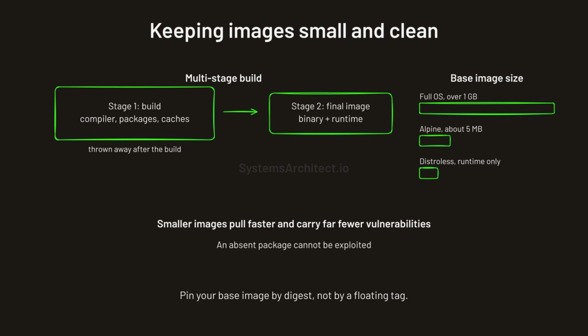Multi-stage builds compile in one stage and copy just the finished binary into a second tiny stage. Your compiler, package manager, and build caches never reach production. A full operating system image can exceed a gigabyte. Alpine lands near 5 megabytes. Distroless images ship only your runtime. Smaller images pull faster and carry far fewer vulnerabilities. An absent package cannot be exploited. Pin your base image by digest rather than by a floating tag.